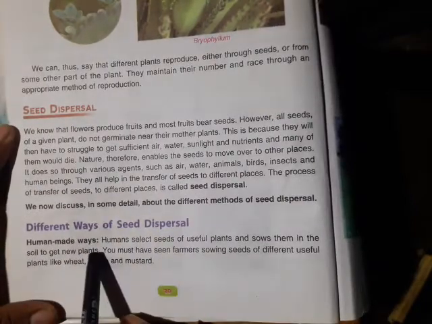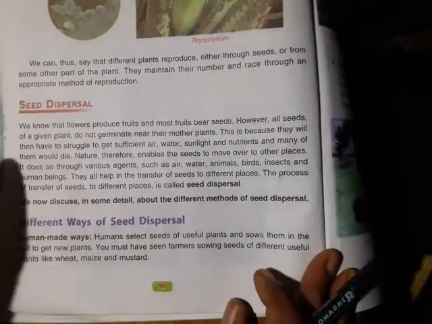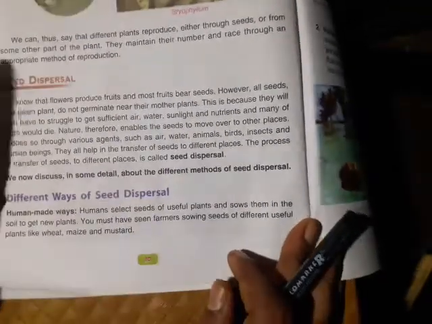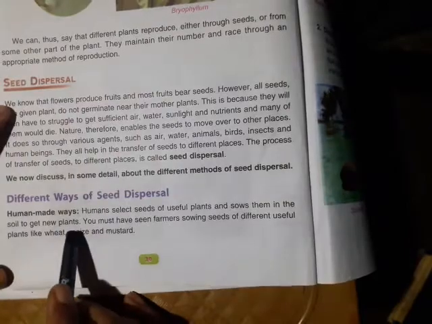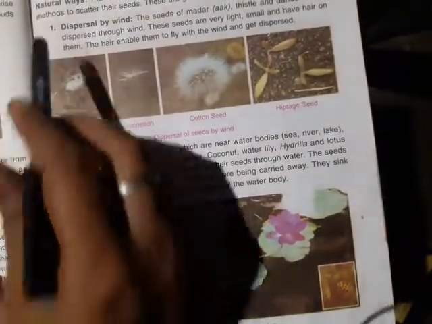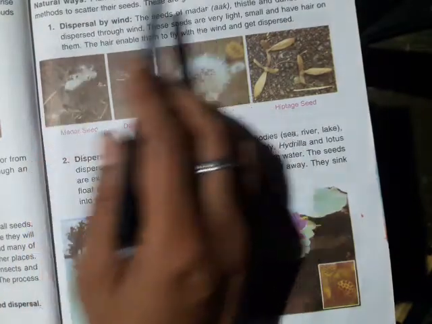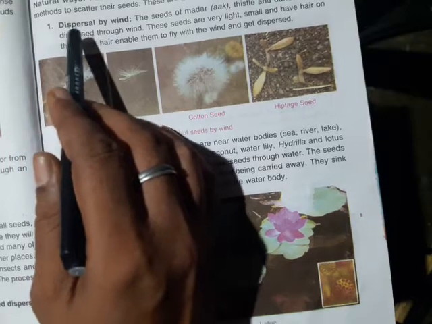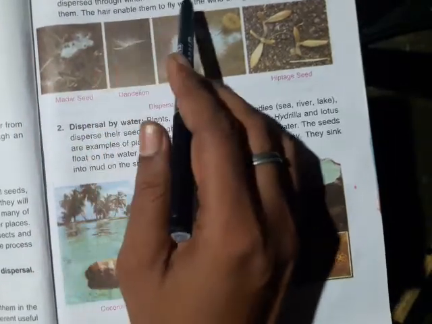Human-made ways. By humans, who select seeds of useful plants and sow them in the soil to get new plants. Natural ways. By nature. How does nature disperse seeds? Dispersal by wind.